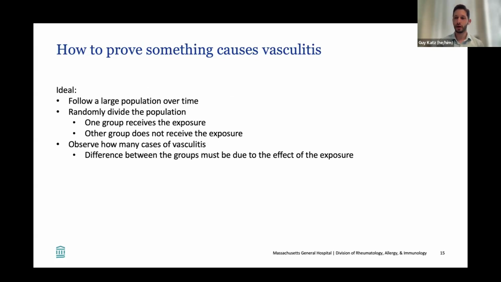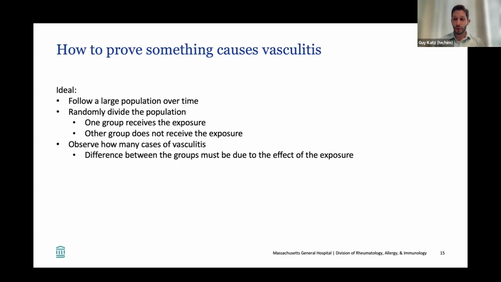we would follow a really large population over a period of time. We take that population and divide it. For example, if we divide it so that one half receives a certain exposure and the other half does not receive the exposure. And then we keep following those people over time and see how many people develop vasculitis. And any difference that happened between the two groups must be due to the effect of the exposure. And that way we know that the exposure caused the disease.